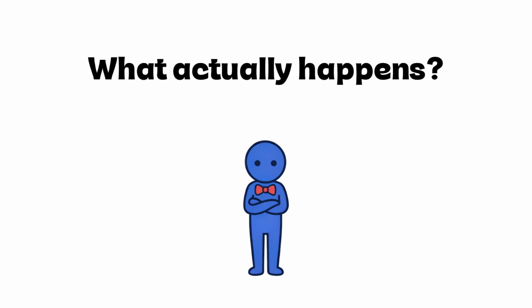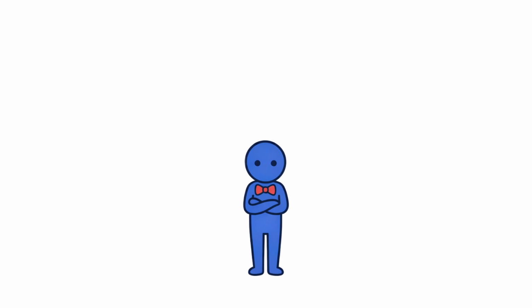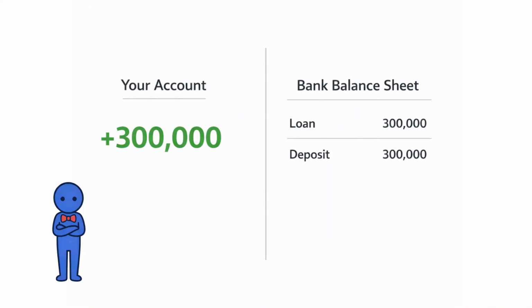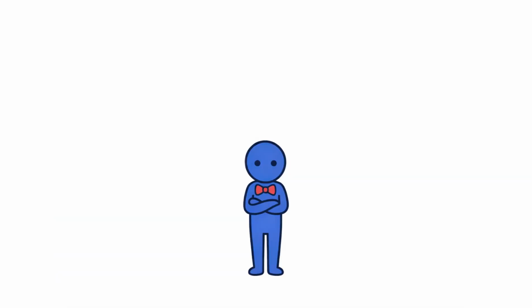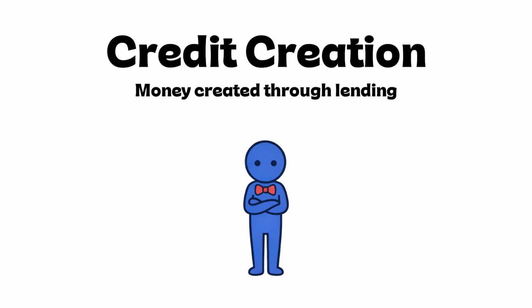So what actually happens when a bank issues a loan? The bank does not reach into a vault and transfer existing funds to your account. It opens a spreadsheet, conceptually speaking, and types in a number. It credits your account with $300,000, and at the same moment, it records a corresponding liability on its own books, a promise that you will repay. The deposit was not transferred, it was created. This is called credit creation, and it is the foundational mechanism of the modern monetary system.